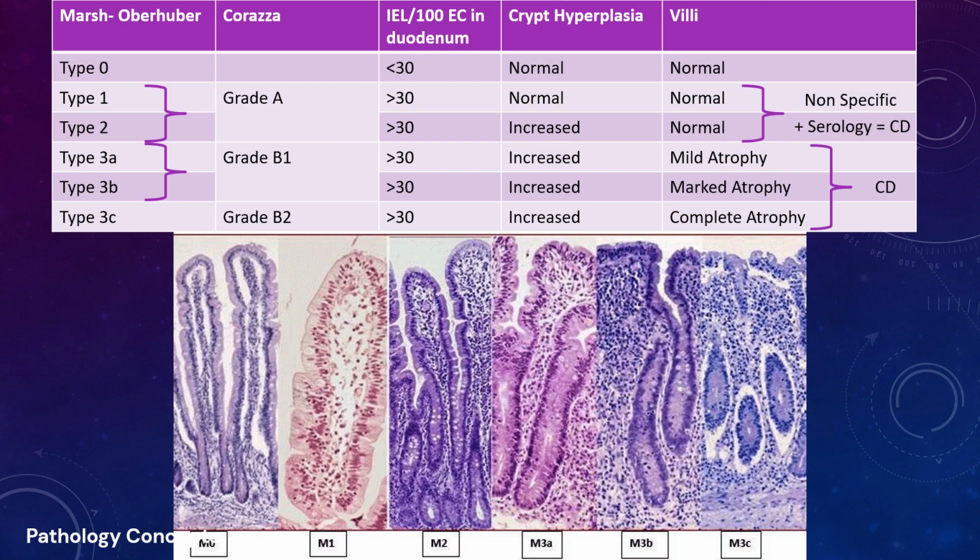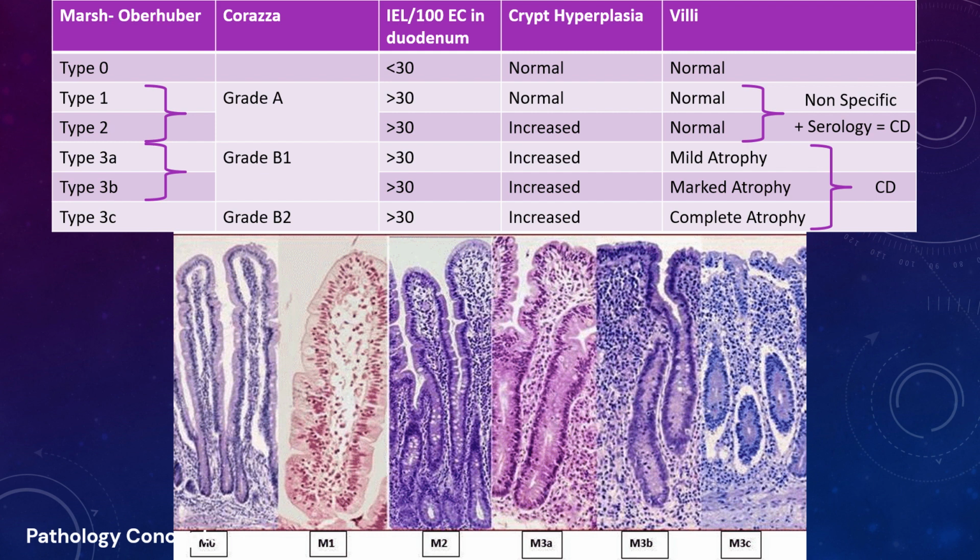Type 3 is a typical lesion of celiac disease, showing villus atrophy with a villi to crypt ratio less than 3:1 and an increase in the intraepithelial lymphocytes. Type 3 is subdivided into three stages where partial, subtotal and total villus atrophy are seen, and they are 3A, 3B and 3C.